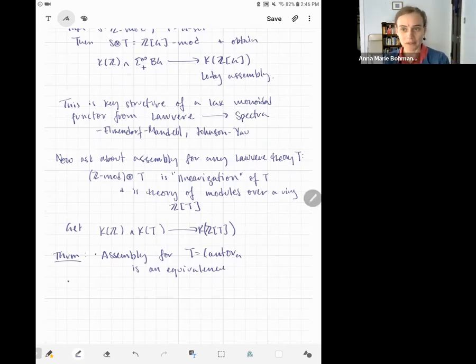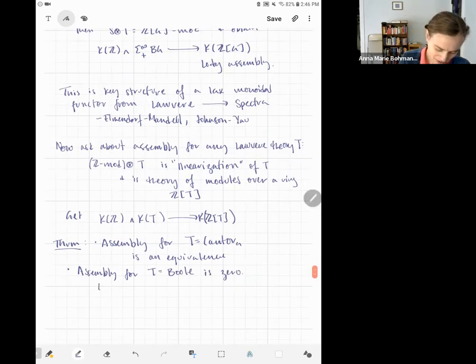This is what we were generally hoping for: that this is a nice approximation. Maybe it's an equivalence. Sometimes it's not so good though. You can also prove that, on the other hand, assembly for Boolean algebras is just zero. It's not even a rational equivalence. It's just zero. So in particular it is not a rational equivalence or a rational injection or a rational anything you might like.